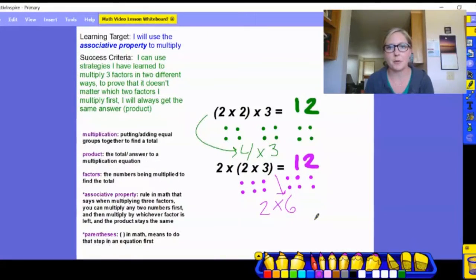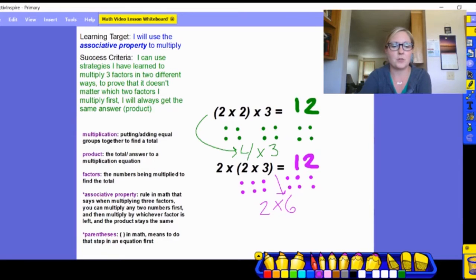This screen showing my work on the whiteboard is just that you can also, once you've solved the factors in the parentheses, once you've done that step of the equation, you can rewrite your equation. So like for 2 times 2 times 3, I can rewrite 2 times 2 as 4 and then solve for 4 times 3, which would still be 12. And same thing for if I grouped 2 times 3 and solved that first, I could rewrite my equation as 2 times 6, and then that would still equal 12.